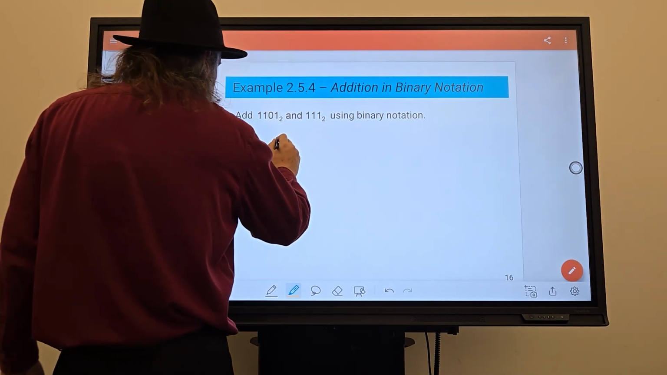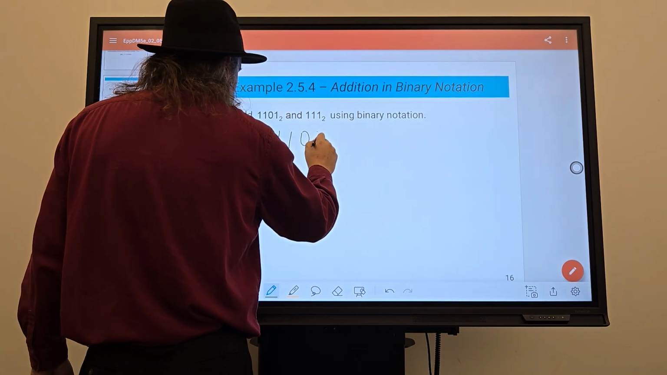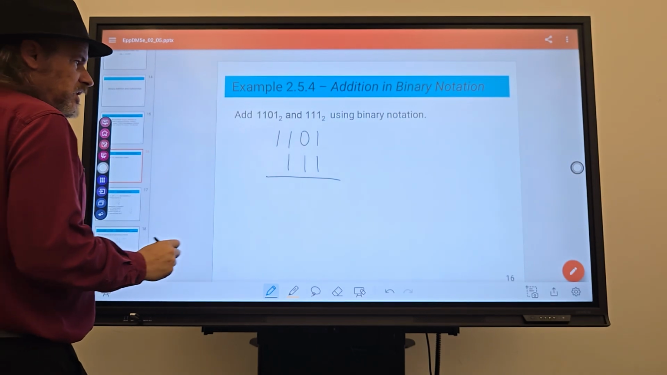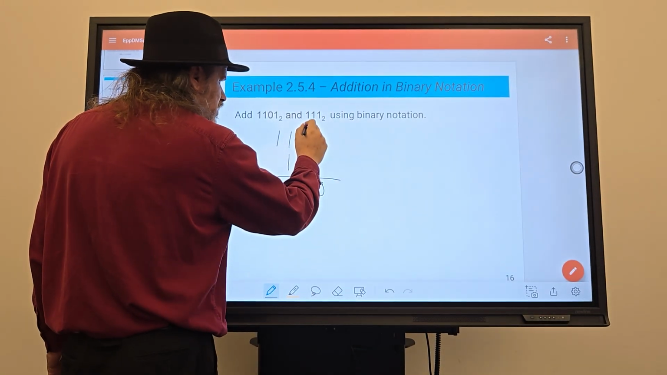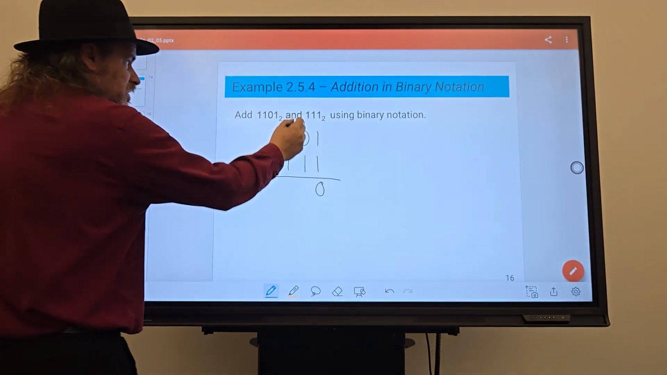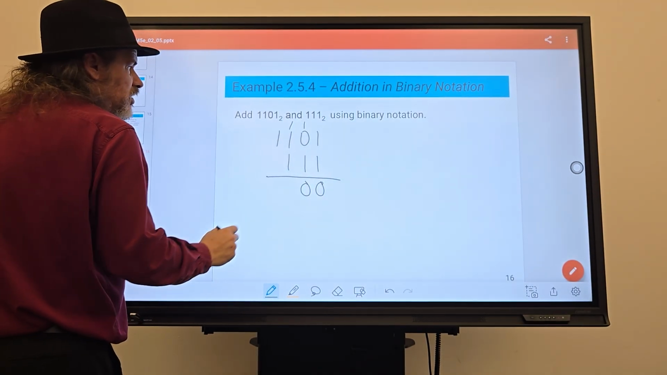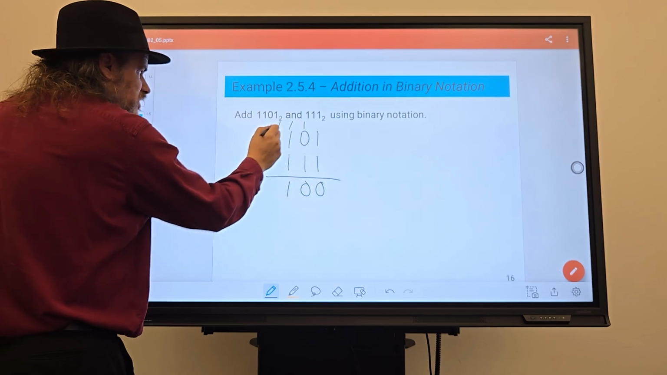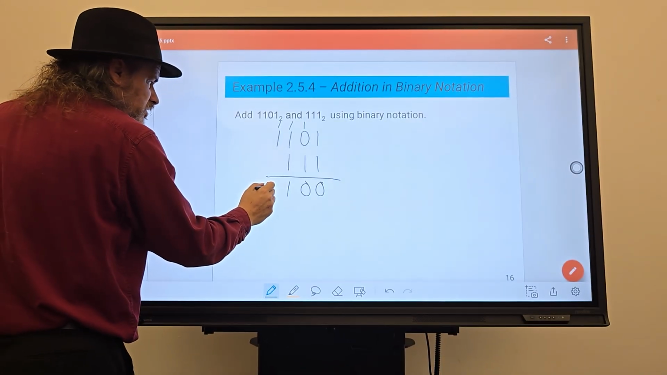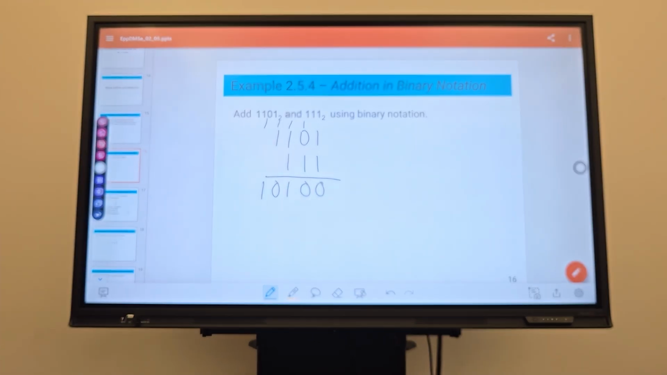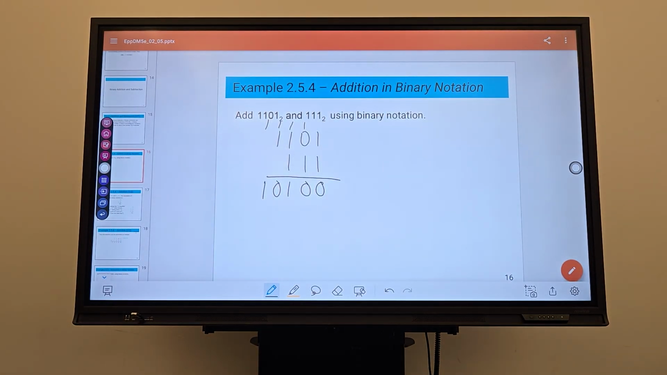This thing is not cooperating here. 1, 1, 0, 1, 1, 1, 1. Okay. That's 2, which is 0, carry the 1. That's 2, that's 0, carry the 1. That's 1, carry the 1. And 2, which is 0, carry the 1, 1. Same as decimal math, just smaller numbers. All right?